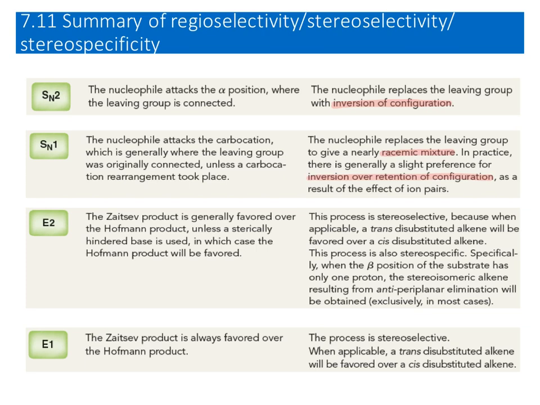Now with E2 mechanism, if you remember, with small bases, Zaitsev product is always favored. So Zaitsev product is generally favored with small bases. Now with bulky bases, Hofmann product is always favored. Now this process is stereoselective, meaning that trans disubstituted alkene is always favored over the cis.